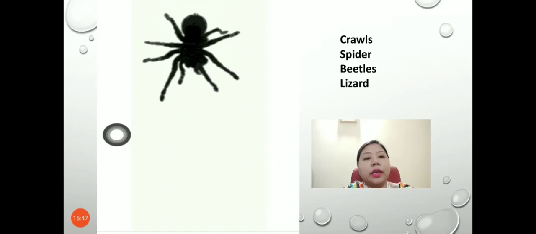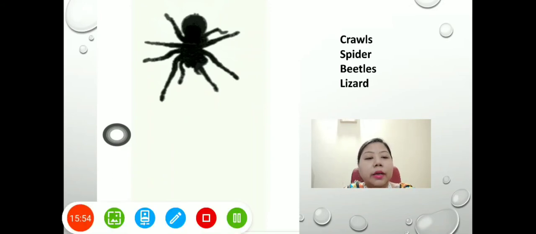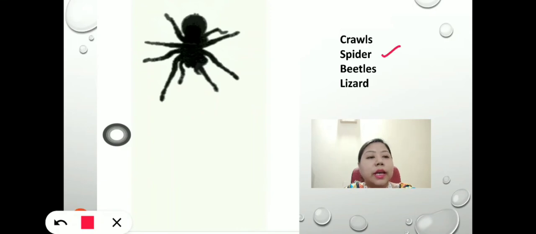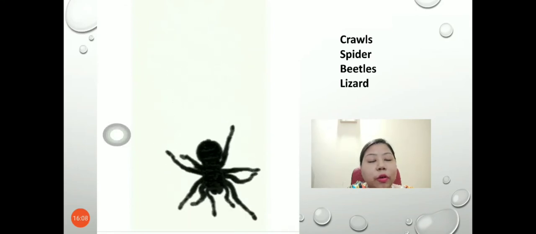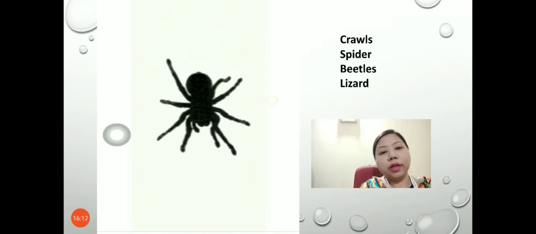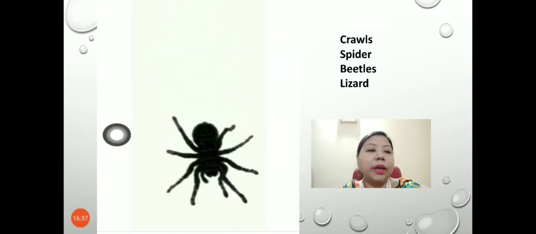Here is an example of an animal which crawls. Animals like a spider crawl, beetles also crawl, lizards crawl. Here you can see that the spider is crawling, and when an animal crawls, they use their limbs to move. You might have seen small babies, around 10 to 11 months old, who don't know how to walk. As a result they crawl on their knees. So that's what we understand by crawling.